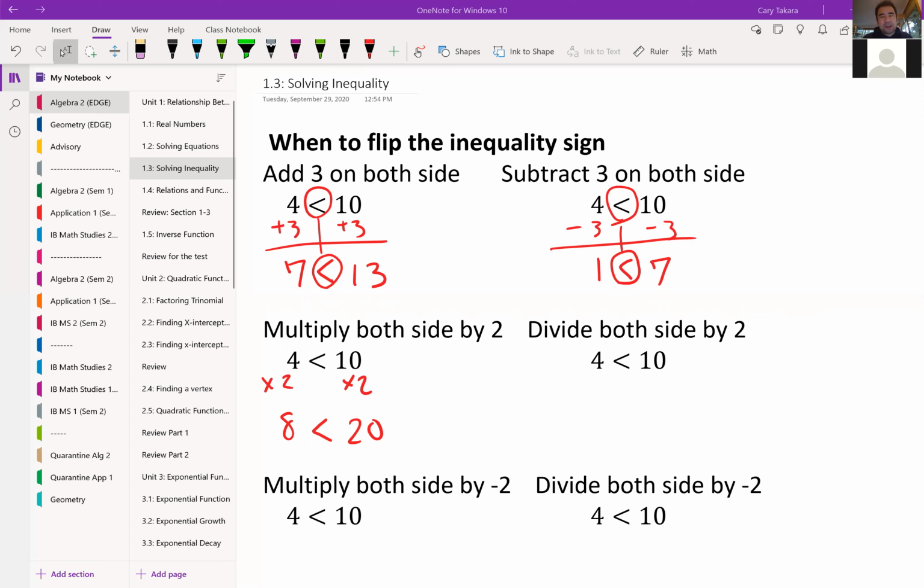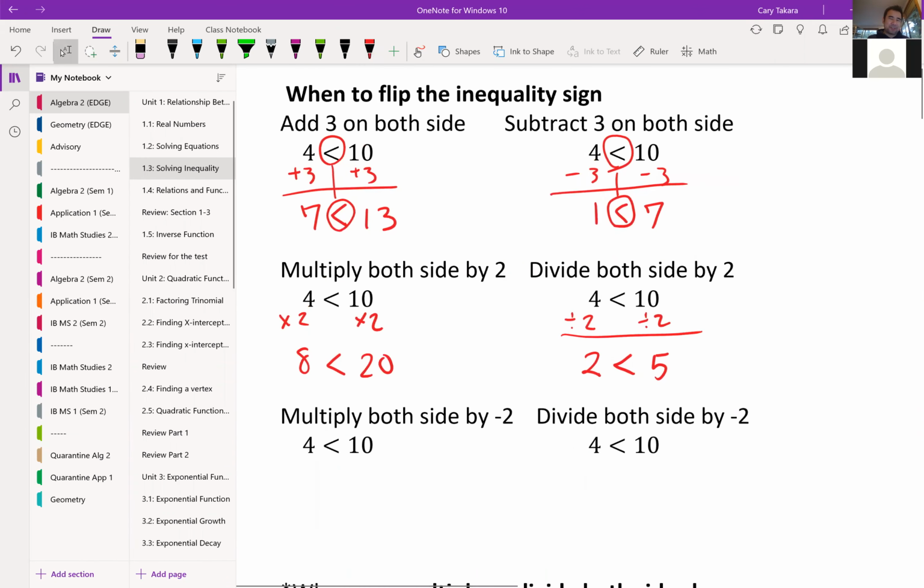Now, how about if you divide? Let's divide by 2. It's still the right hand that is bigger than the left hand. So far, it's pretty intuitive and pretty obvious. But then here's the case where you have to flip.